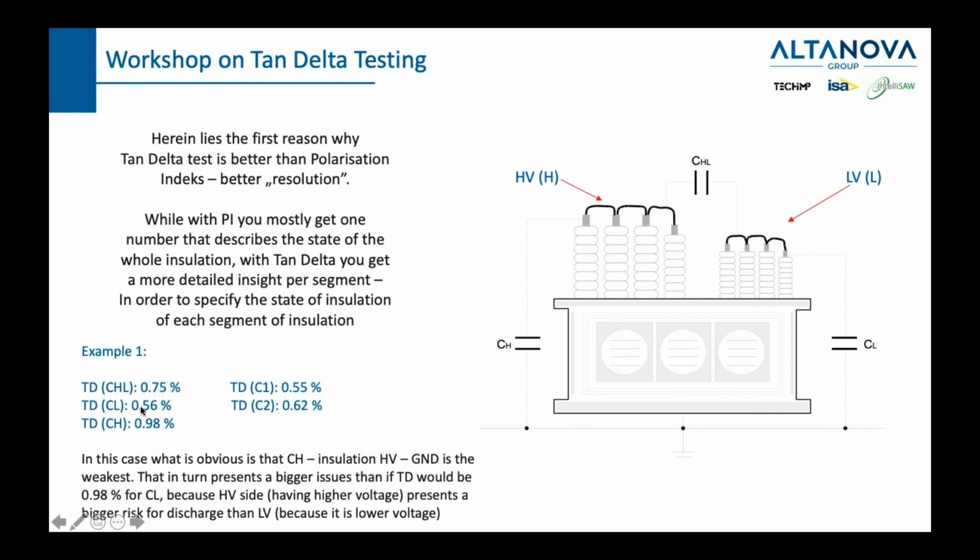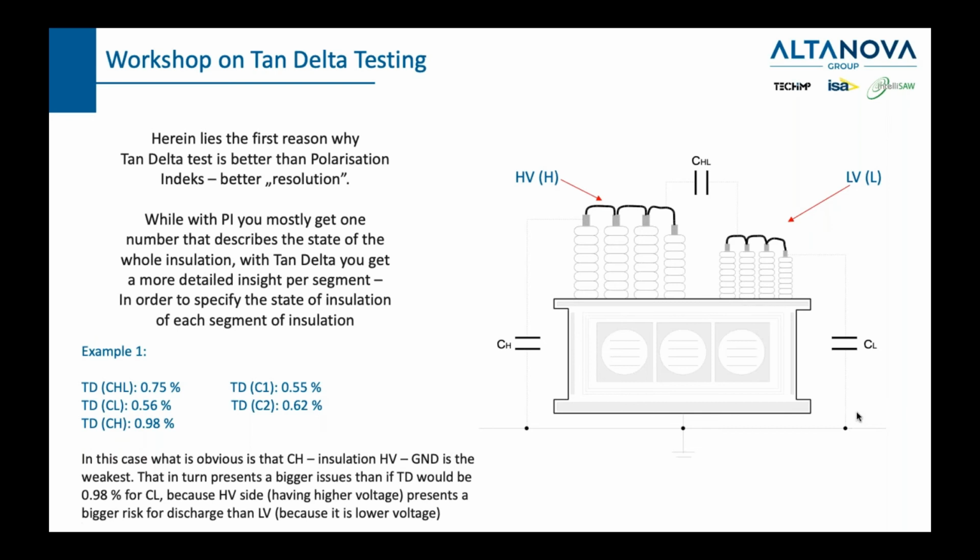CL has a tan delta of 0.56, and CH has a tan delta of 0.98. C1 is 0.55 and C2 is 0.62. In this case, this might present a problem because CH is very close to 1%, and the higher voltage, which has a worse insulation, can present a bigger problem. So a higher voltage, which is this one here, if it's close to 1, presents a bigger problem than if a lower voltage, for example, is close to 1.